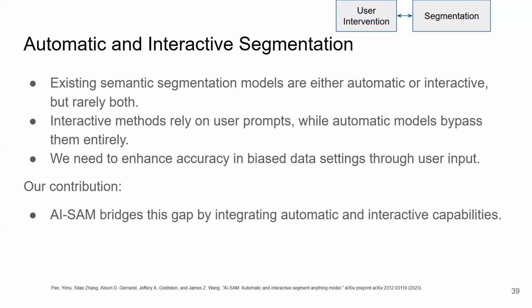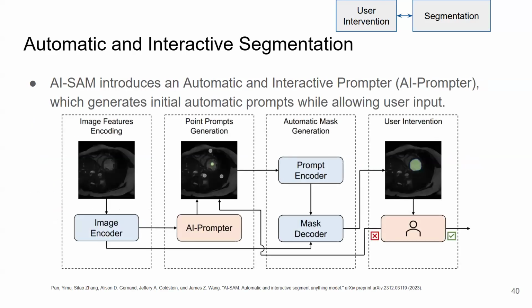segmentation mask. However, previously, if you remember what we have discussed before, there are methods to do automatic segmentation. There are methods to do interactive segmentation, but there is no method to do both. So what we try to do is to have one model that not only automatically generates segmentation masks, but also accepts additional user prompts to get a better result. We call it an automatic and interactive segmentation model.